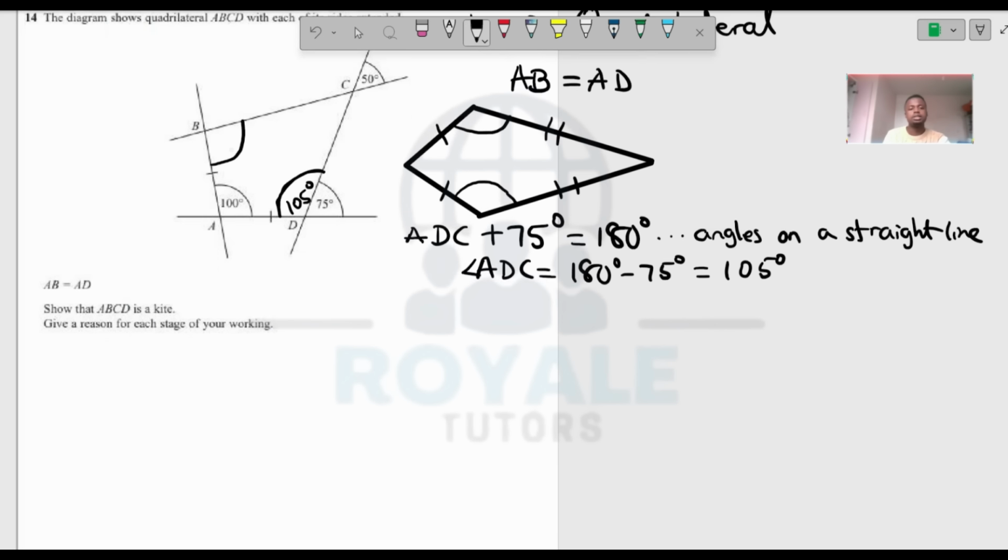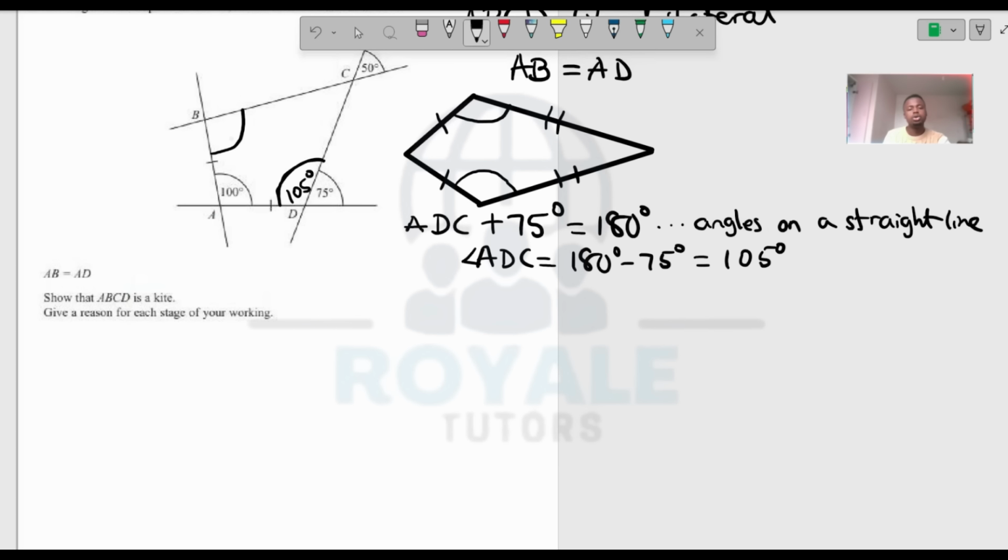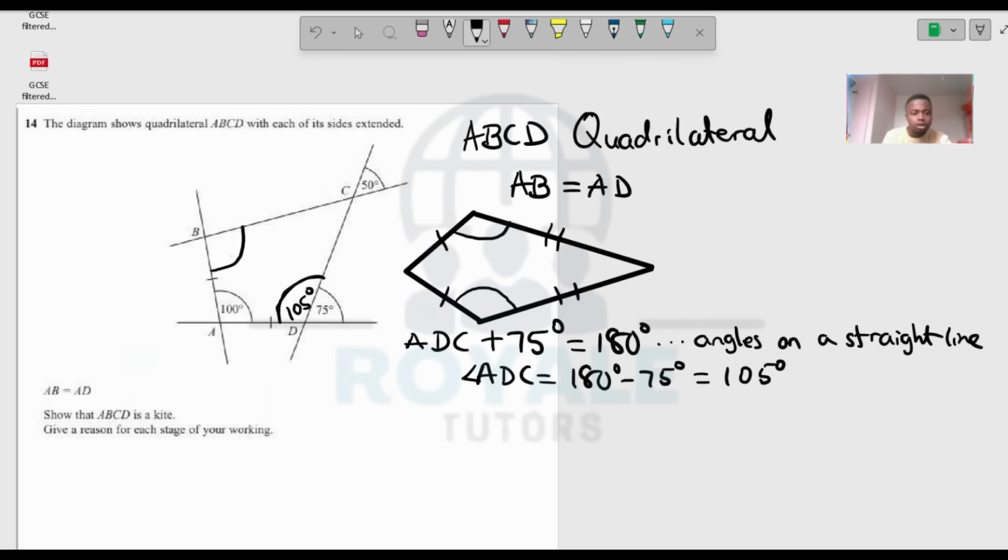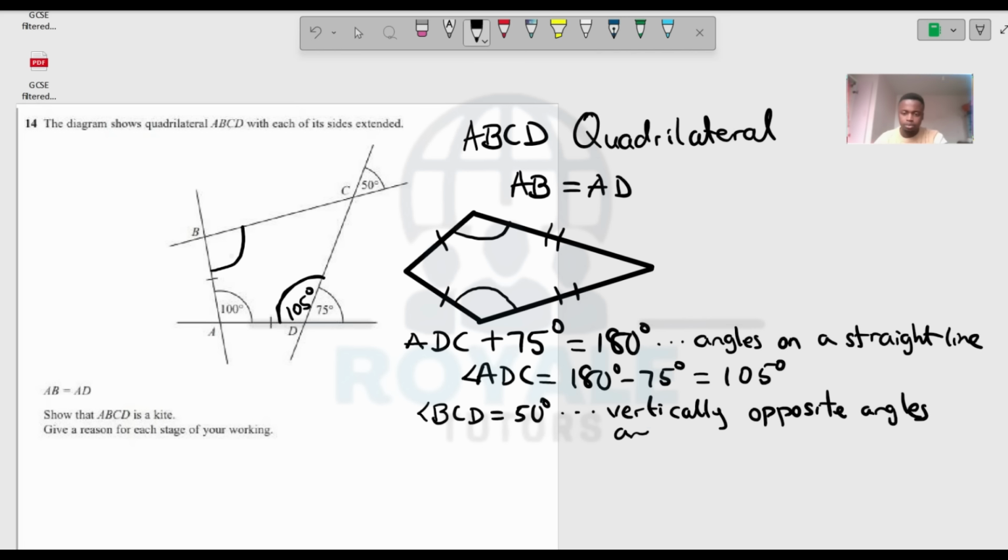At the same time, I can see that angle BCD is equal to 50 degrees. Why? That is what we call vertically opposite angles are equal. Vertically opposite angles are equal. All right, this means that this angle is 50 degrees.